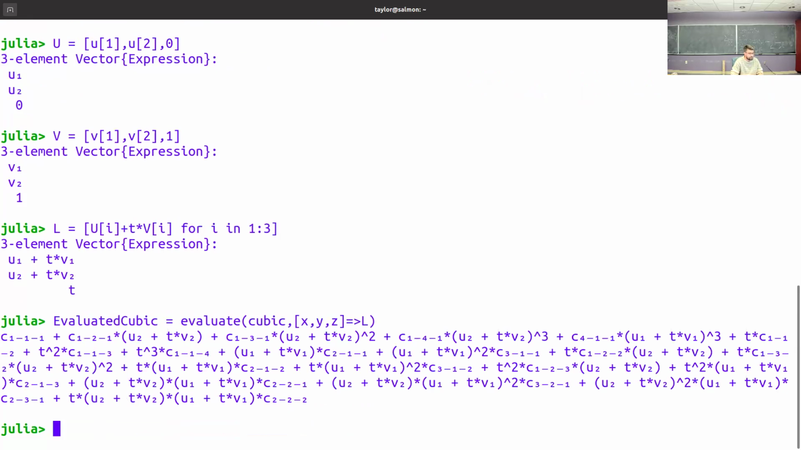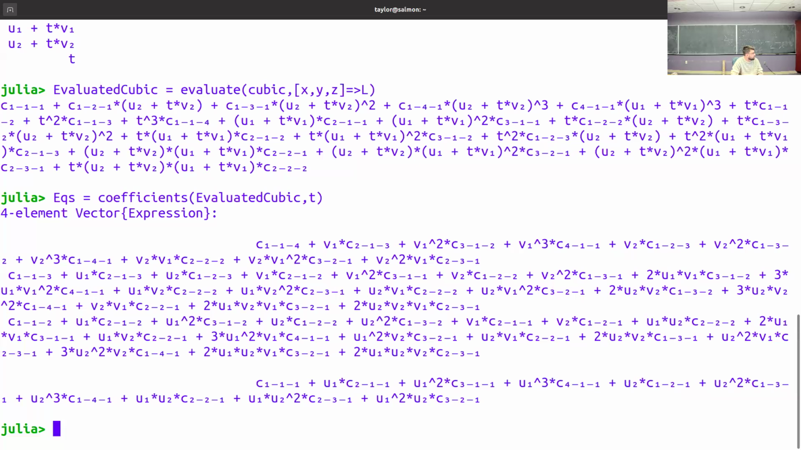And now we've evaluated our cubic at this line. We have the coefficients of the cubic, the Cijk's, appearing. We have the Ui's and Vi's appearing. And then we got this t, which is going to disappear in a second because we want the t value to not matter, right? Because we want the whole line to be contained in the cubic, not just some t values along the line to be contained in the cubic. So what we need to do is get the coefficients with respect to t. There they are. And those are our equations.